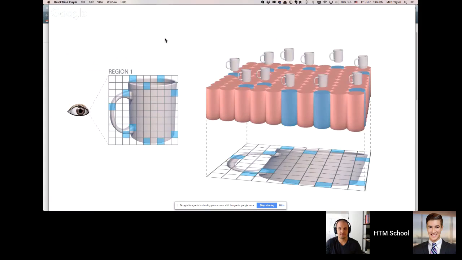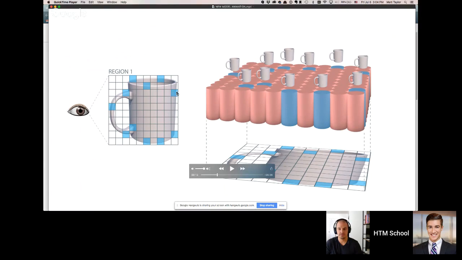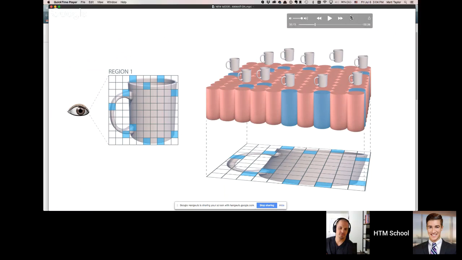So we're just talking about the first region of the hierarchy. What you're seeing here is cortical columns and the areas, the sensory fields, that they're processing. You can see that over here. This is the sensory array input into a region full of cortical columns.